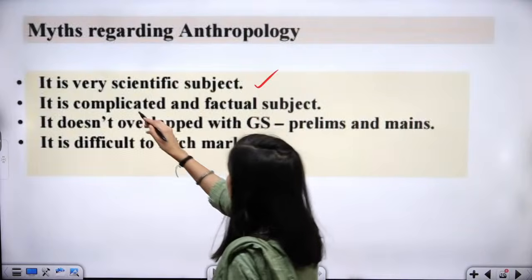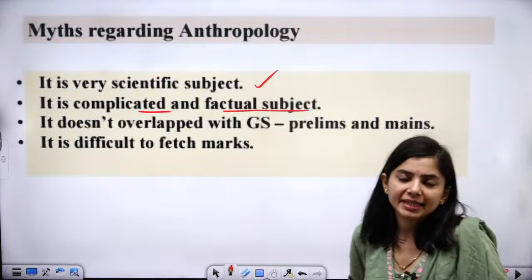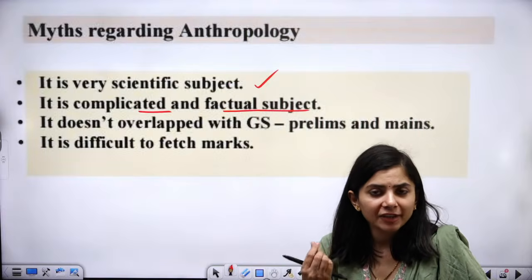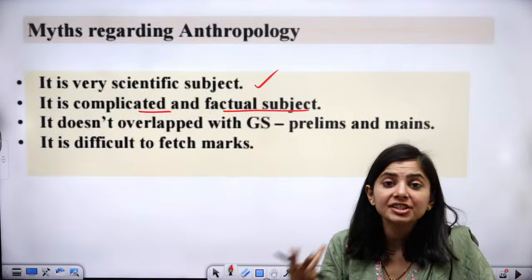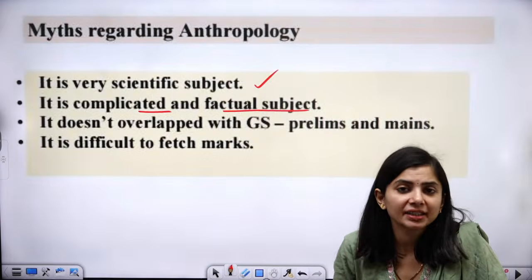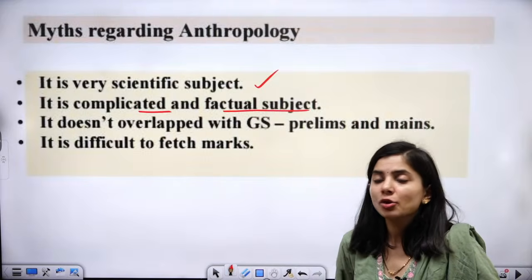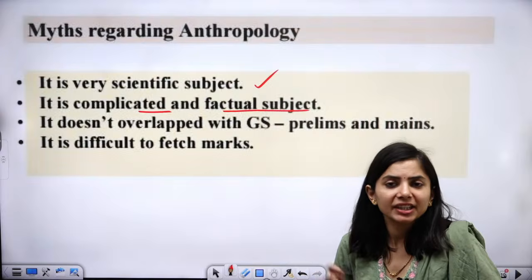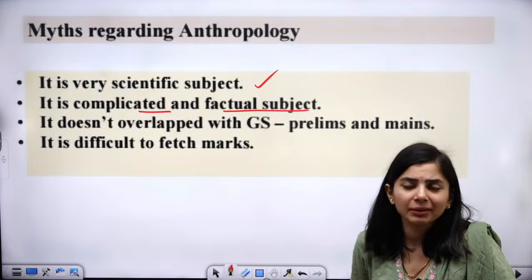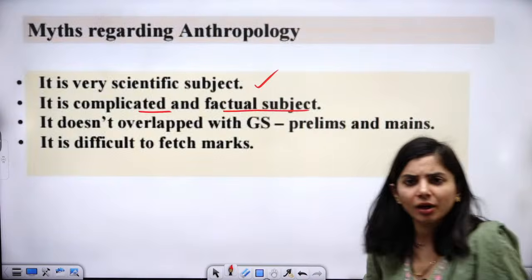Next, the myth that it is complicated, a factual subject. Now just tell me one thing. When I showed you the syllabus, you were able to find similarities with topics like regionalism, communalism, marriage, the factors affecting families like joint family and nuclear family. You are able to create association with Indian villages, the green revolution. There are topics like communicable and non-communicable disease, the blood group system. So this is what you can differentiate.